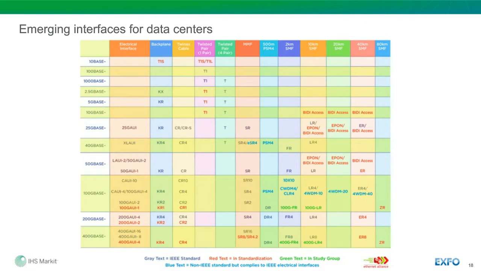So it's definitely a challenge for the whole ecosystem to support all of these new technologies, supporting them, developing them, and making these programs commercially viable. In this slide, we show the table from the Ethernet Alliance on the Ethernet interfaces, and the bottom part really shows the emerging interfaces for data centers, and we can see that there's a number of these items that are in red and green, which are in standardization or in study groups.